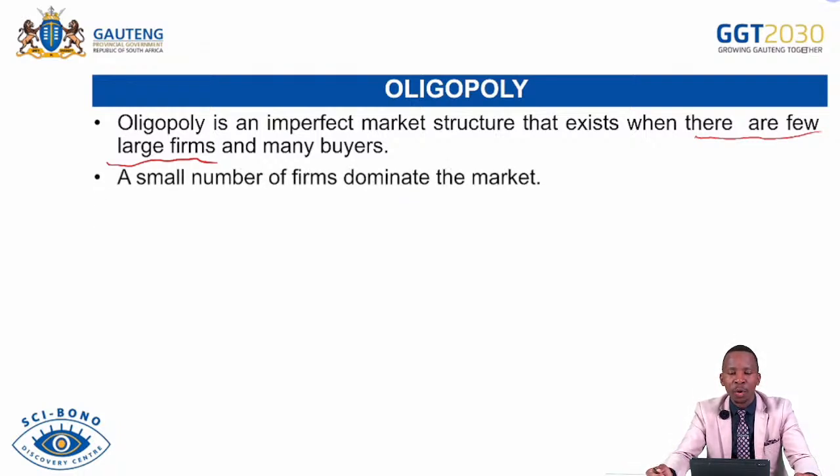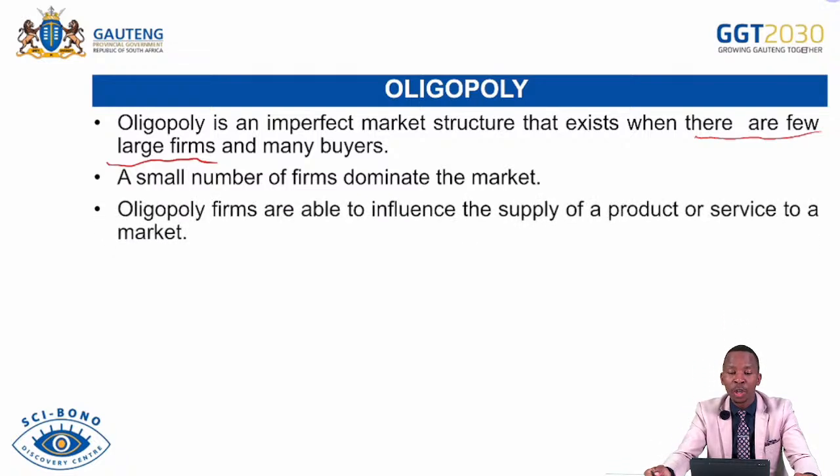Obviously, there will always be some smaller firms in the industry, but they will always be dominated. Oligopoly firms are able to influence the supply of a product or a service to a market. So these firms can always influence the supply of the product.